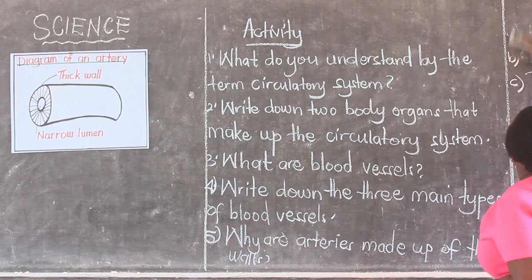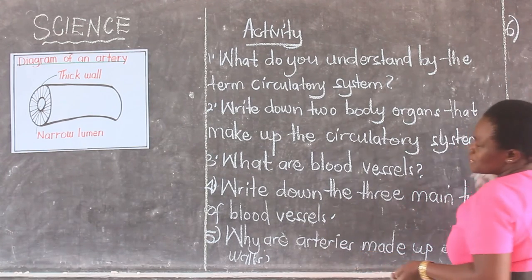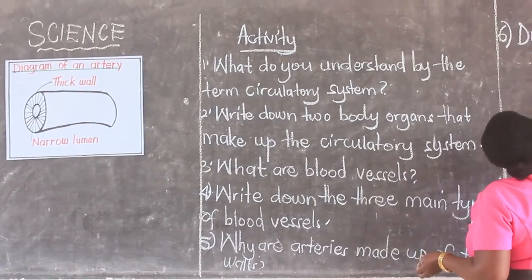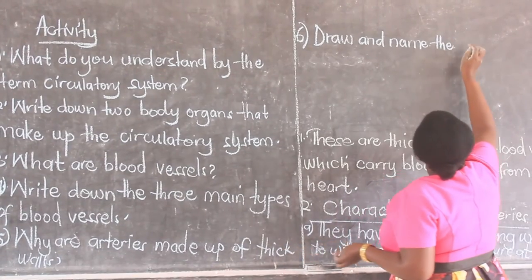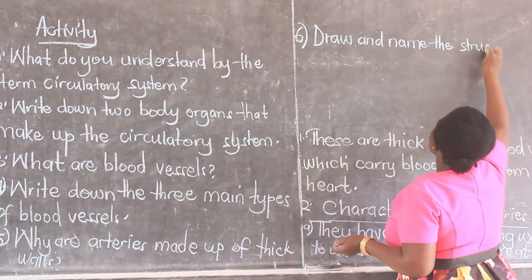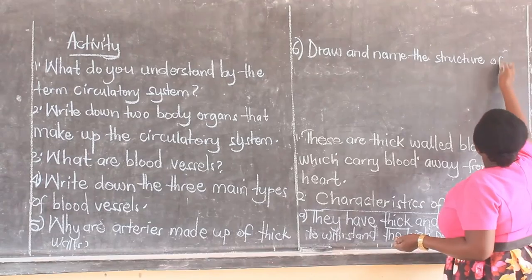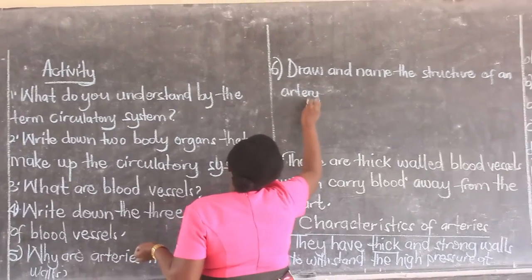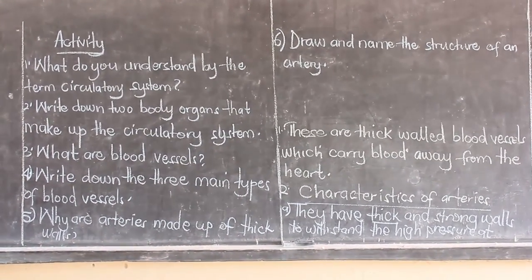I have question number six for you pupils, my dear children, good ones. Question number six says, draw and name the structure or the diagram of an artery. Those are our questions, children. Only six simple ones. Make sure you get 100 out of 100.